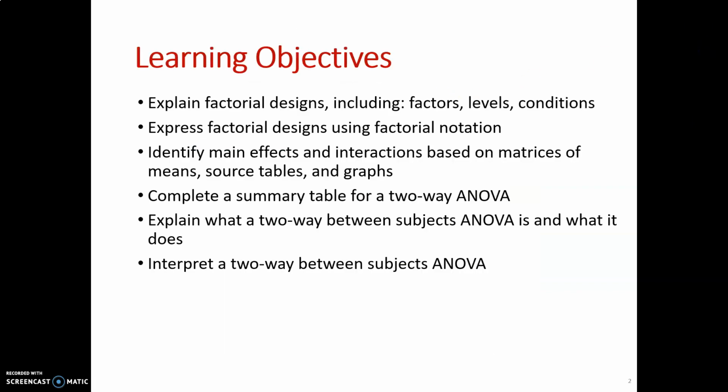And so our learning objectives are to understand what factorial designs are, including important concepts like factors, levels, and conditions, express factorial designs using factorial notation, identify main effects and interactions based on matrices or tables of means and graphs, complete a summary table for a two-way ANOVA, explain what a two-way ANOVA between subjects is and what it does, and interpret a two-way between subjects ANOVA.